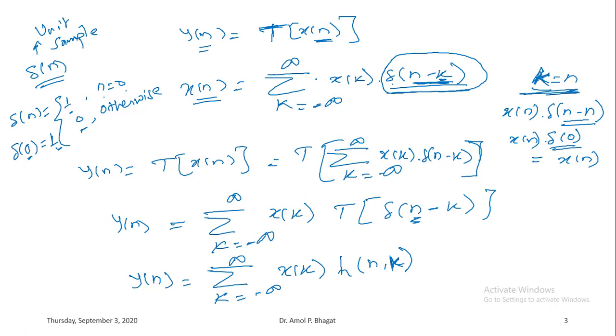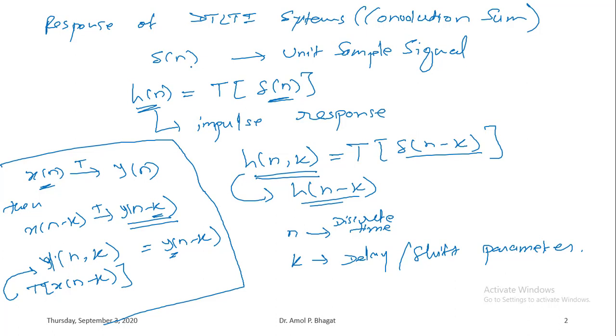We are using the impulse response del of n. The impulse response for input del of n is represented as h of n. If you delay that unit sample sequence del of n by k samples, then its response will be h of n comma k. In a time invariant system, it will be h of n minus k, as per the time invariance property, right?